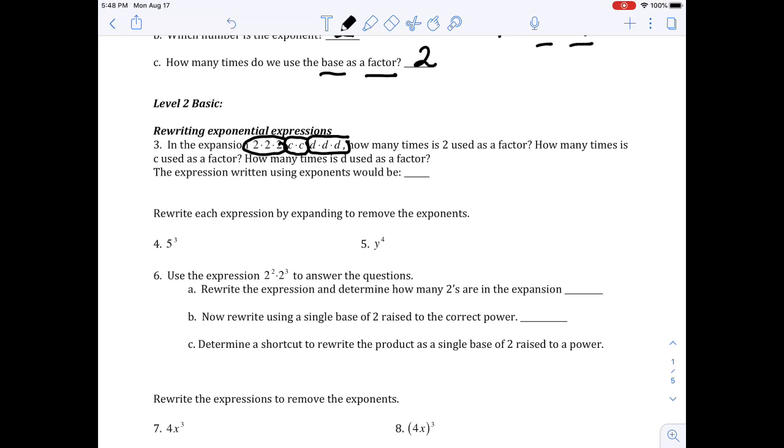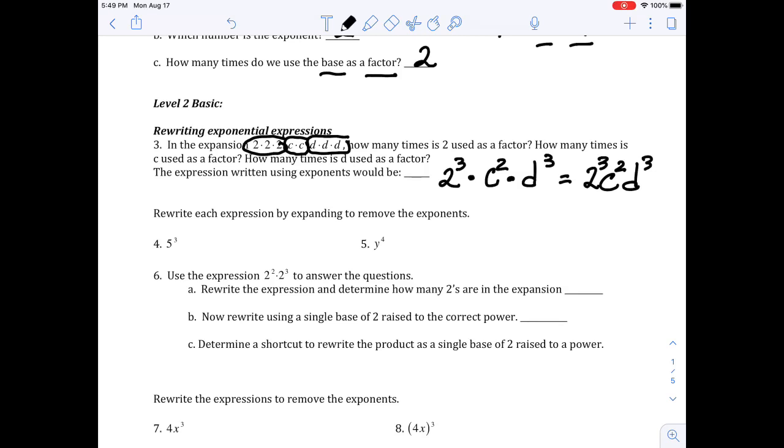So if we were to translate that expression into one that contained exponents, it would be written as 2 to the third, because the base 2 was used 3 times, times c to the second times d to the third. You could also write it as 2 cubed c squared d cubed.